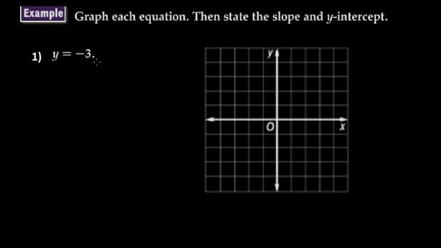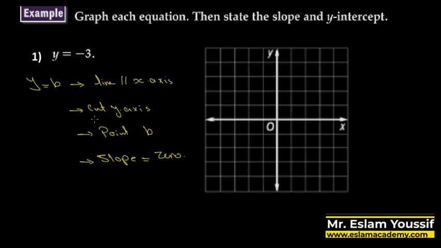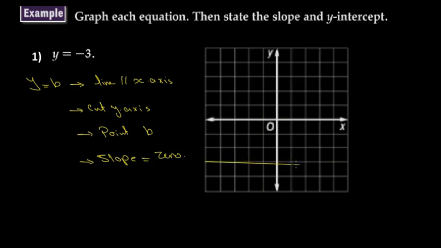For the first one, we have y = -3. Any equation of the form y = b is represented graphically by a line parallel to the x-axis that cuts the y-axis at the point b, with a slope equal to 0. So for the equation y = -3, it's represented by a horizontal line parallel to the x-axis that intersects the y-axis at -3. The slope will be equal to 0 and the y-intercept will be equal to -3.